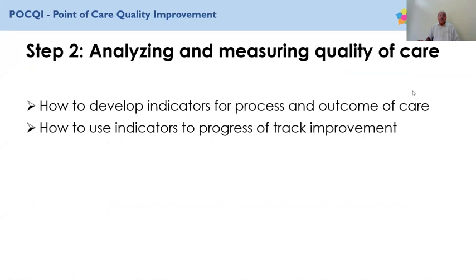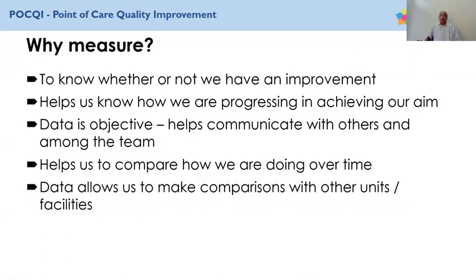Analyzing and measuring quality of care, we are in step 2, and here we will understand about developing indicators for process and outcome of care, and how to use these indicators to progress or track improvement. Now, why measure? The question may be asked by all of you. What's the need to measure? We are sure that we are improving.